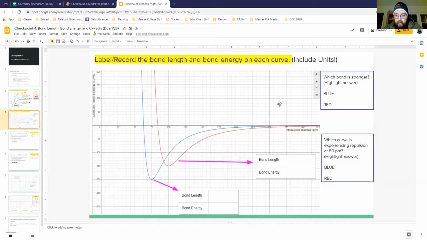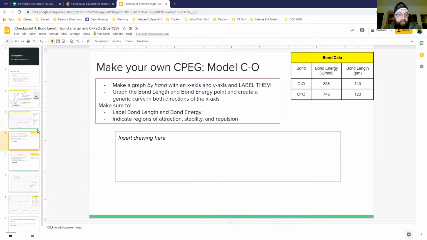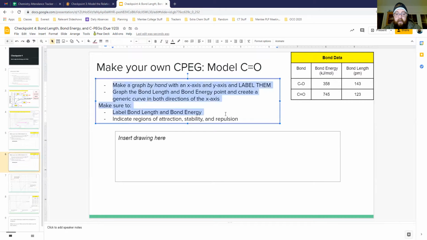On slide 4, there's multiple things you have to do. There's 2 questions where you will need to highlight your answer based on what you see on the curves. And then we actually want you to just record the bond length and bond energy. Hopefully from today's puzzle, you will know how to do that. On slides 5 and 6, we are asking you to make your own curve, your own graph. And so there are specific instructions in here, and I'll come back and go over these later because I'm going to do an example.